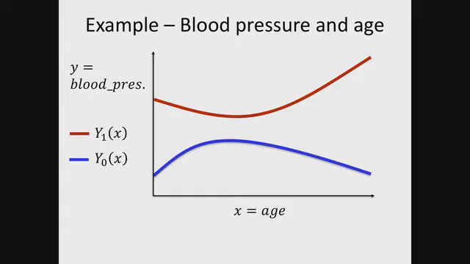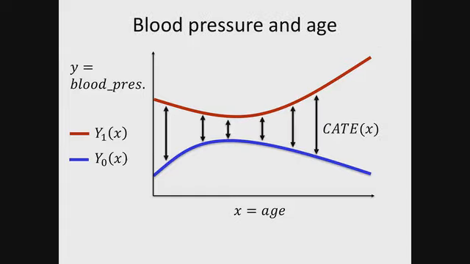So then one could ask, well, what about the difference between these two potential outcomes? That is, say, the CATE. The conditional average treatment effect is simply looking at the distance between the blue curve and the red curve for that individual, right? So for someone with a specific age, let's say a young person or a very old person, there's a very big difference between giving treatment 0 or giving treatment 1. Whereas for a middle-aged person, there's very little difference.